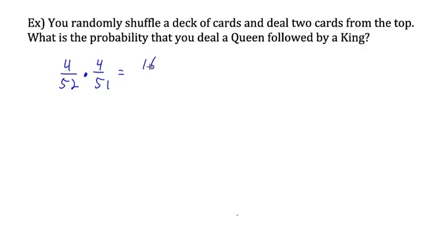Multiplying across the top and bottom, we get 16 out of 2,652. Kind of an interesting number there compared to these. And although we could leave it like that, it would be nicer to change it to a decimal by dividing. 16 divided by 2,652 equals 0.006. In just a minute, we're going to be talking about this kind of probability ratio in the context of what we call conditional probability.